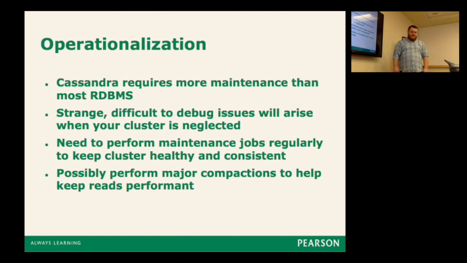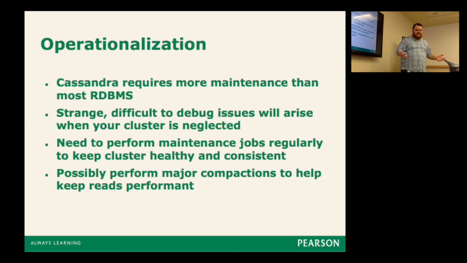What you have to do is run repairs at the minimum at least as often as your smallest GC grace seconds setting. So if you're using the default, you have to run a repair at least once every 10 days. If you set that to a lower number, you need to run it as often as that. If not, you can run into consistency problems where data will be deleted and then it'll come back. And you'll be like, where did this come from?